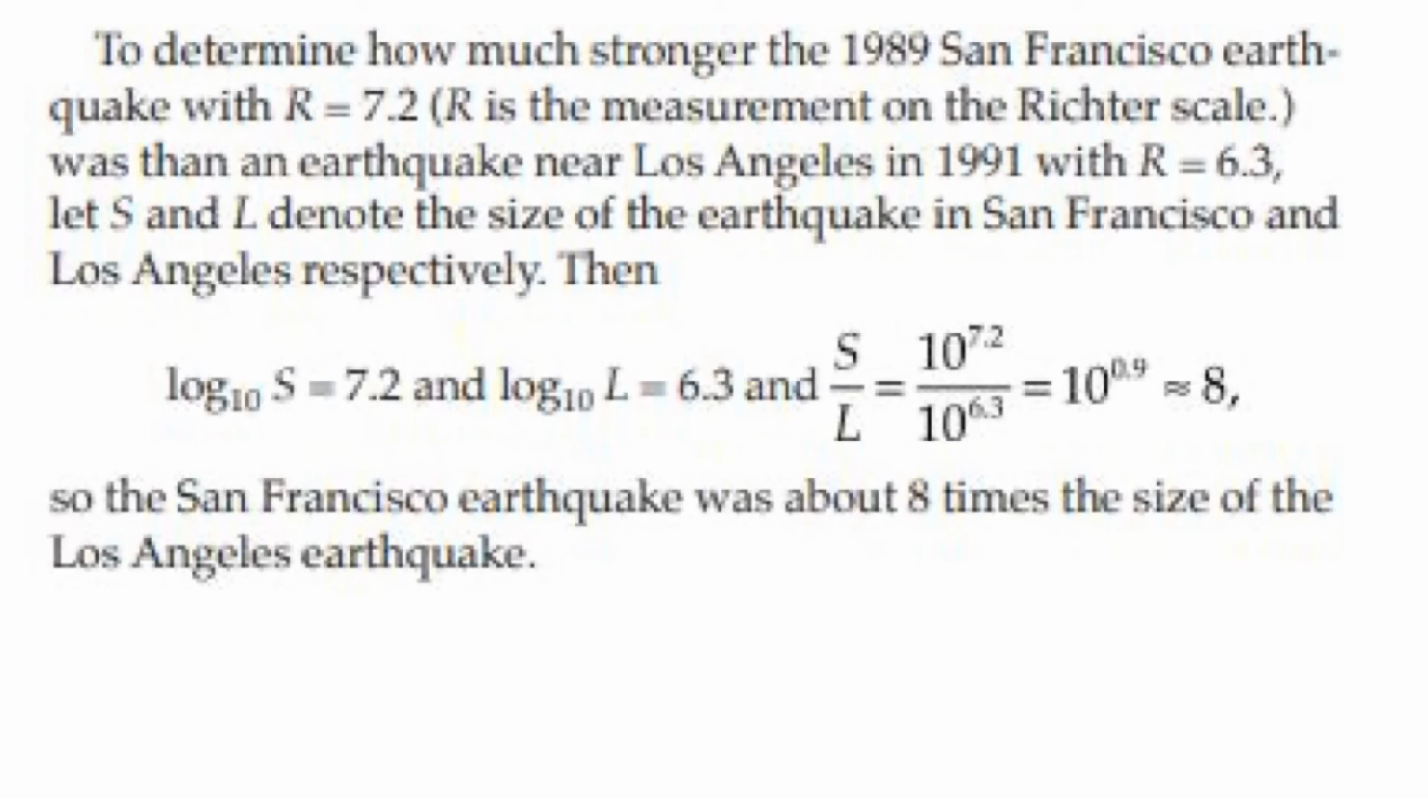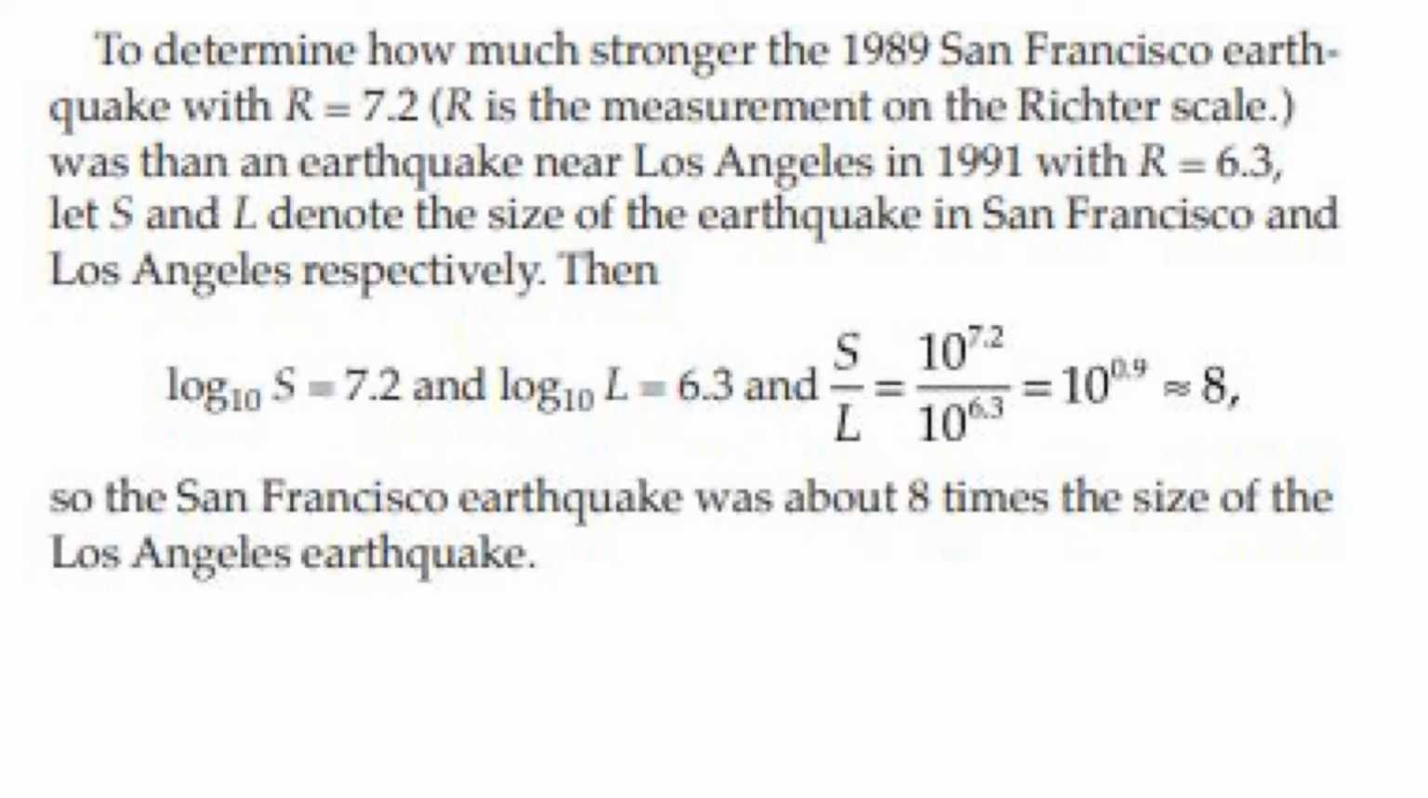To determine how much stronger the 1989 San Francisco earthquake with a Richter scale of 7.2 was than an earthquake near Los Angeles in 1991 with a Richter scale of 6.3, let S and L denote the size of the earthquake in San Francisco and Los Angeles respectively. So then the log of S is equal to 7.2 and the log of L is equal to 6.3.